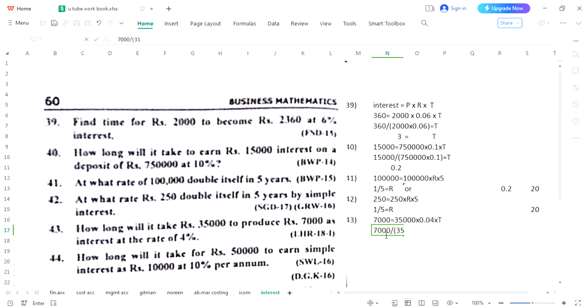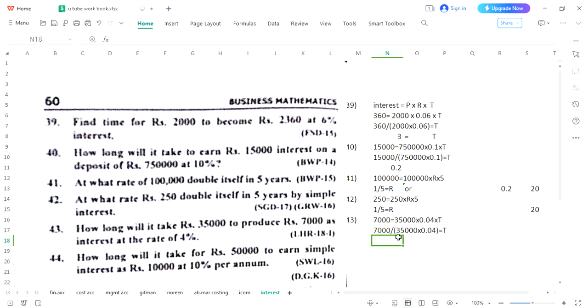So 35,000 multiply by 0.04, close your bracket, and what you will get, T. I'm sure you understood. Please note these two items, 35,000 and 0.04, they were being multiplied. When you are taking both of them to the opposite side, they will be divided.